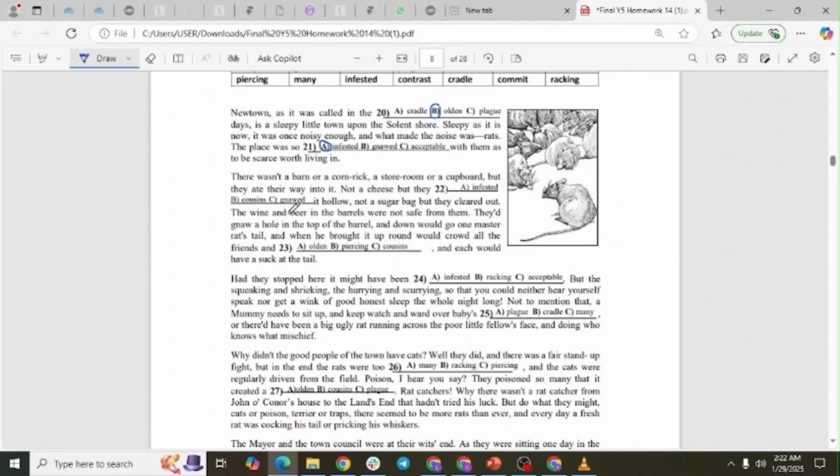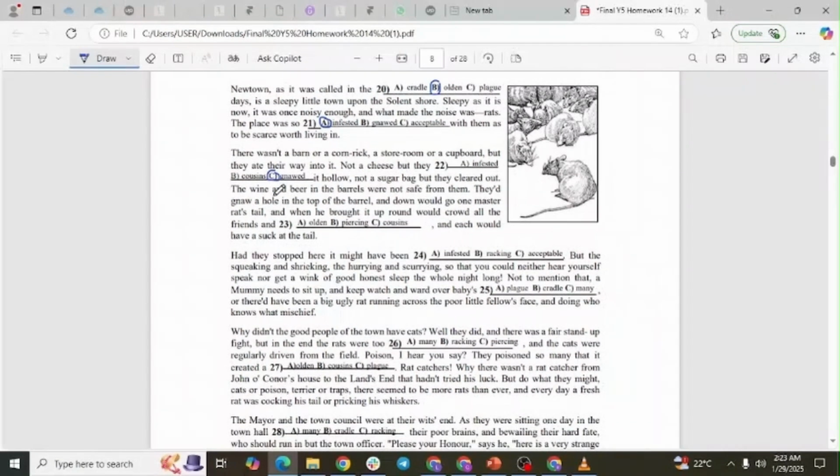Cousins, C. Gnawed. Answer: C. Gnawed. Explanation. Rats gnaw holes in cheese. Infested it hollow, or cousins it hollow, would not describe how they ate it.